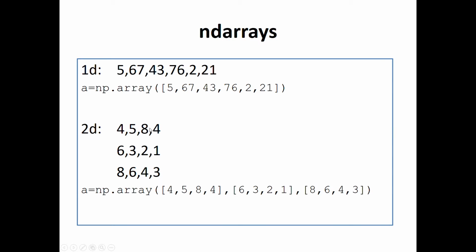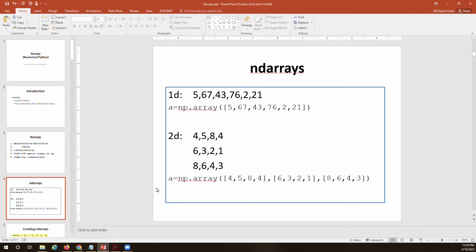We can also create a two-dimensional array. Here is an example again: np.array, and then one row, comma, another row, comma, another row. One row, 4 items, comma, second row, 4 items, comma, third row, 4 items. So it essentially has 1, 2, 3 rows of items.